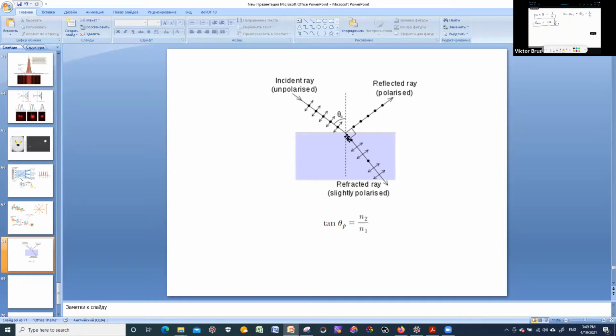So if we realize such a condition, then the reflected light will be fully polarized in the direction perpendicular to the plane of incidence. The refracted light will be partially polarized in the direction which is parallel to the plane of incidence.